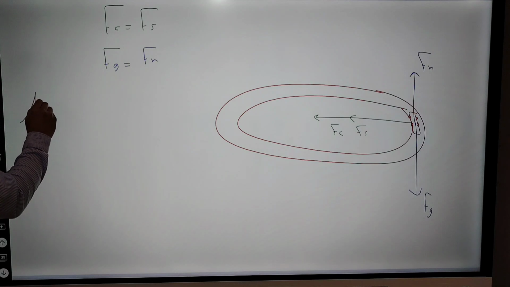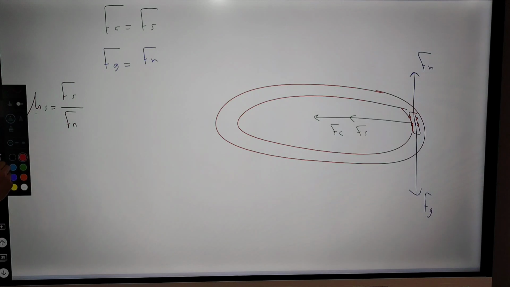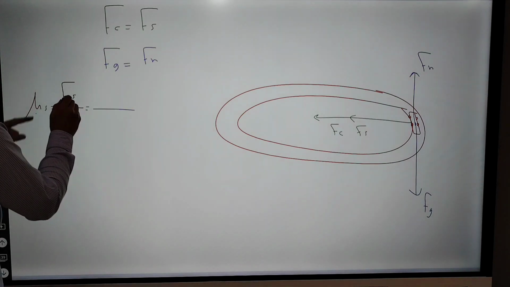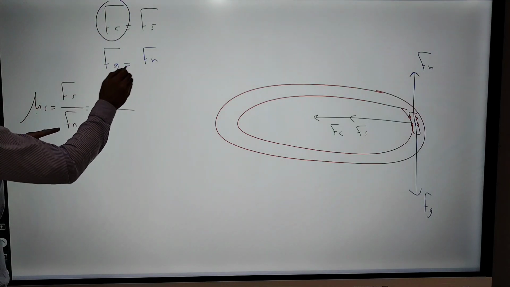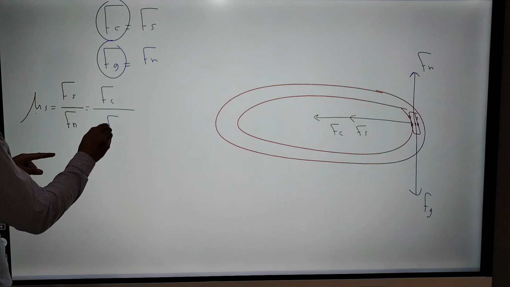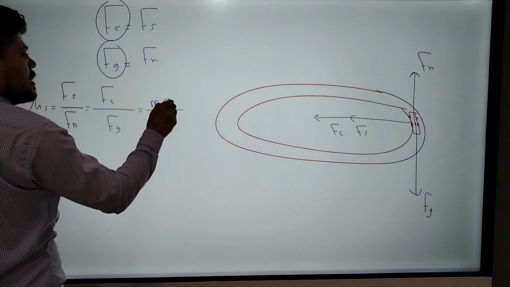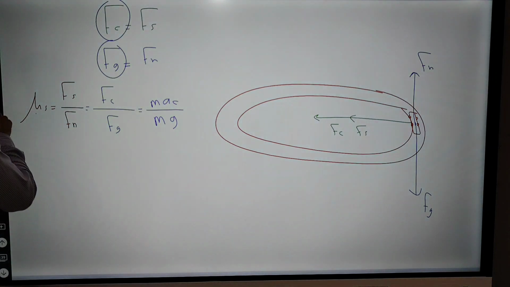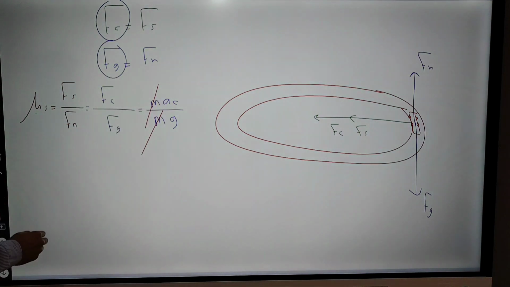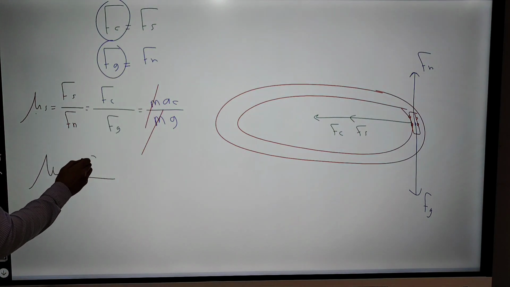As you know, mu s is equal to what? Fs over Fn. Okay. Instead of Fs, is it possible to write down Fc? Yes, why not? And instead of Fn, is it possible to write down Fg? Yes, of course. Okay. Fc is equal to what? Is equal to mac. What about Fg? Is equal to mg. These two masses cancel each other. What does remain? Mu s equals ac over g.